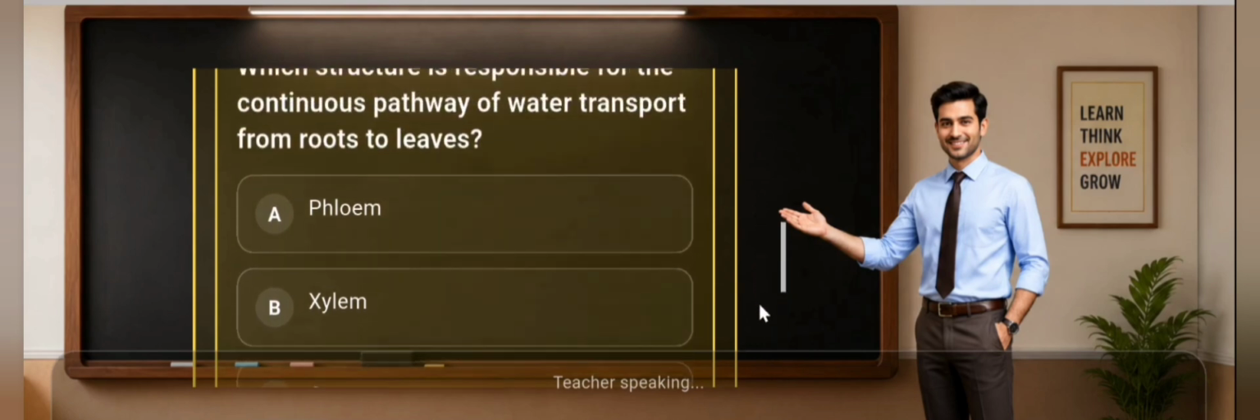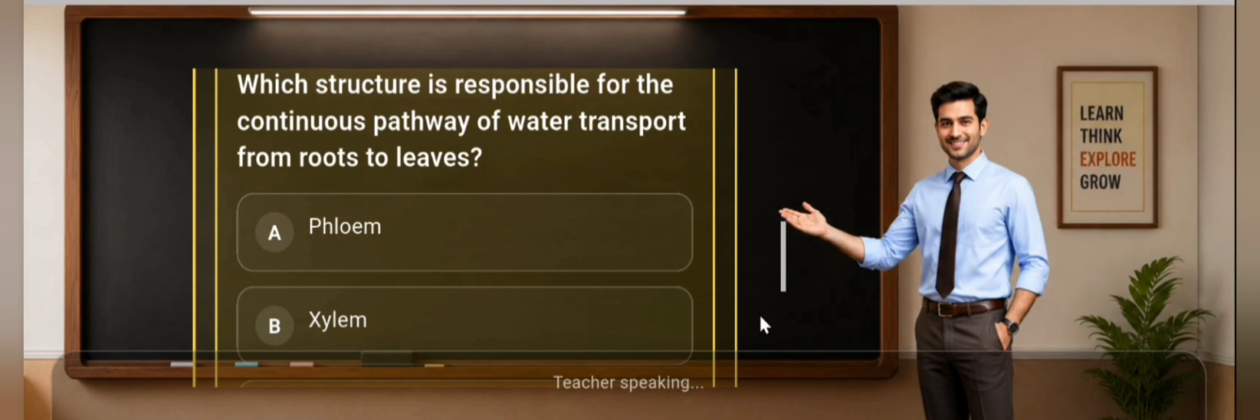Xylem vessels form a continuous network that transports water and dissolved minerals from roots to aerial parts of the plant. Phloem is involved in nutrient distribution but not water transport.